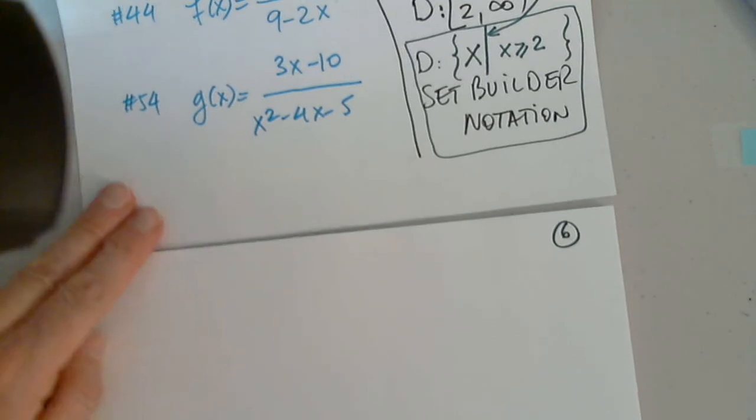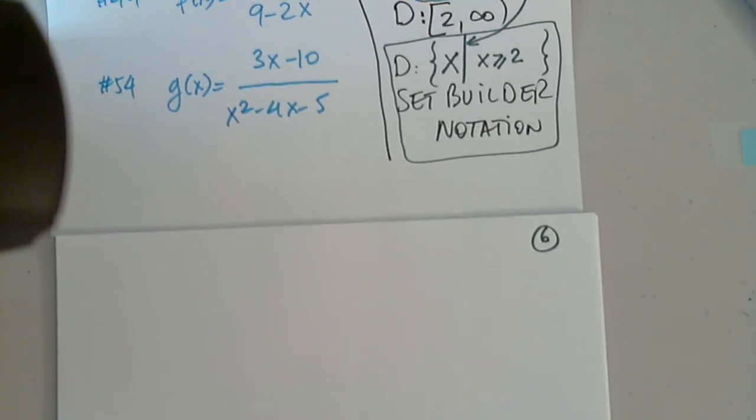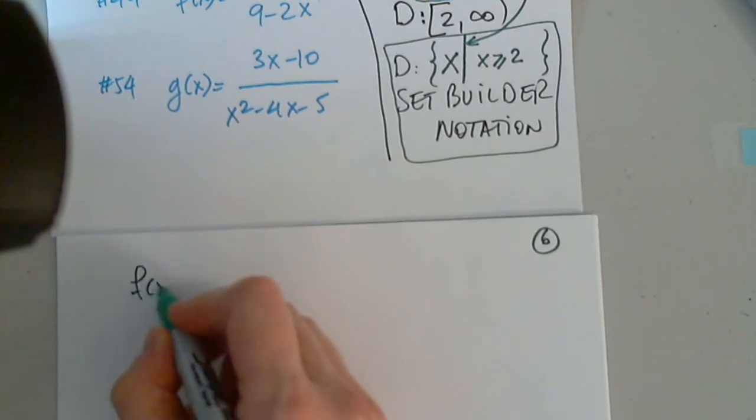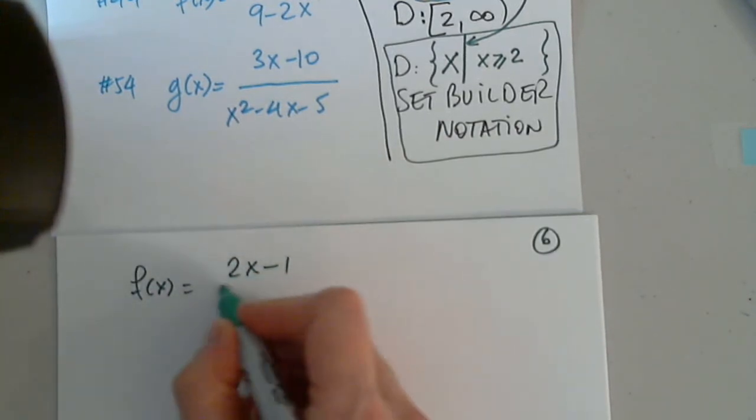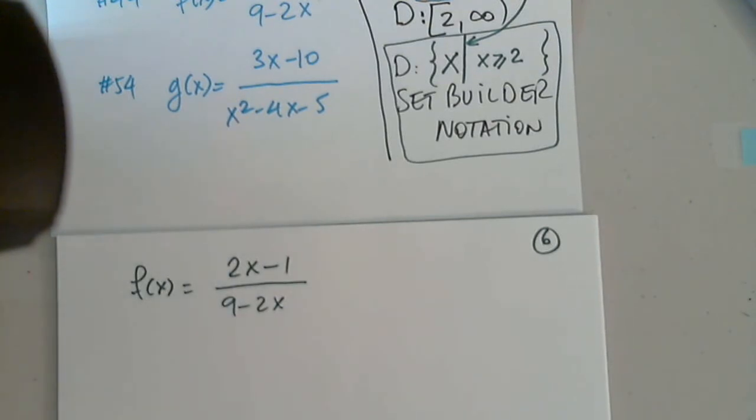Okay, so 44. Savannah, would you like to try? So 44 has this function. What could go wrong here? Well, my first thought would be to set them equal to 0. Which one? Well, wouldn't you do the numerator and the denominator separately?